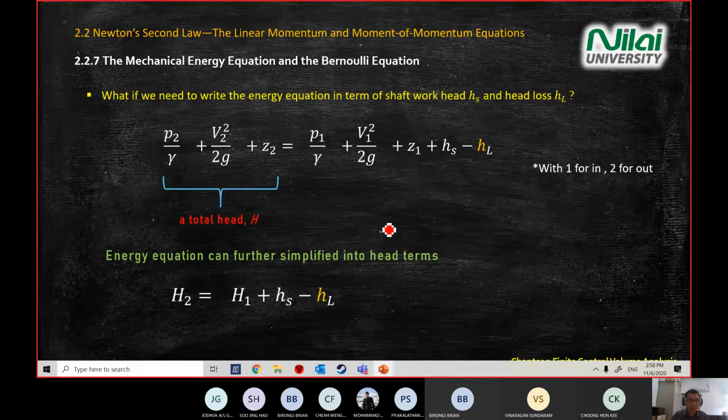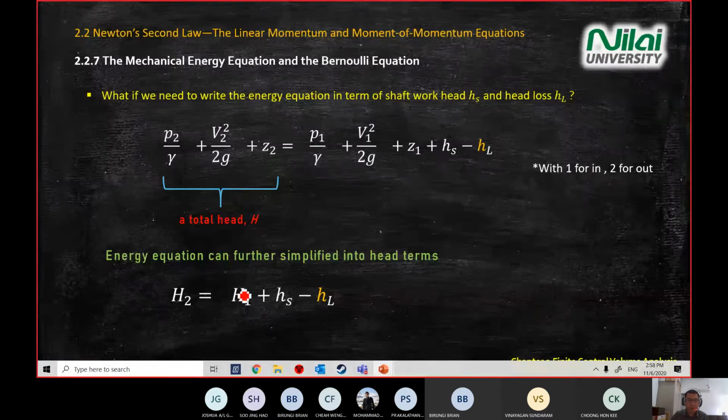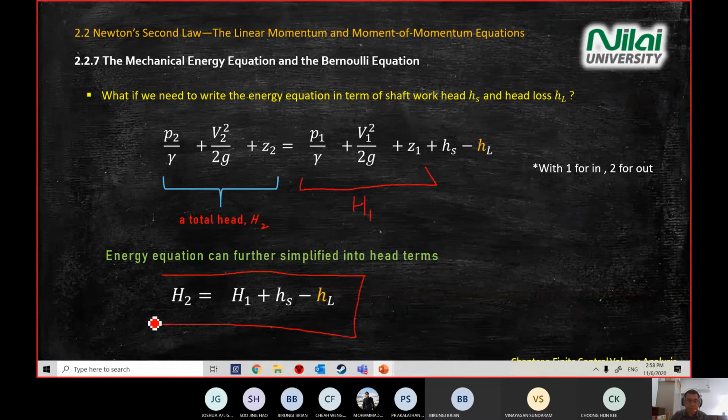Some notation, some meanings. On the left hand side, all the output, the pressure, velocity, and elevation, you combine the energy. It is called the total head, H, capital H. This one is the total head for section 1, and this is the total head for section 2, plus HS minus HL. So this is the simplification of the energy equation in terms of head.